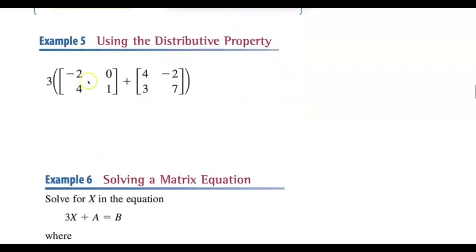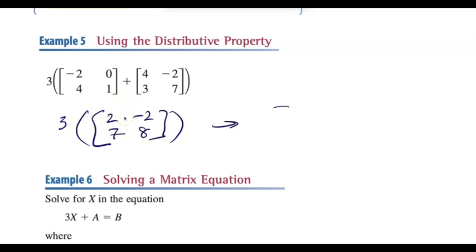When you do the distributive property, we're going to multiply everything by 3. First, let's add the parentheses. I would get 2, -2, 7, and 8. And now we distribute everything by 3. We get 6, -6, 21, and 24.